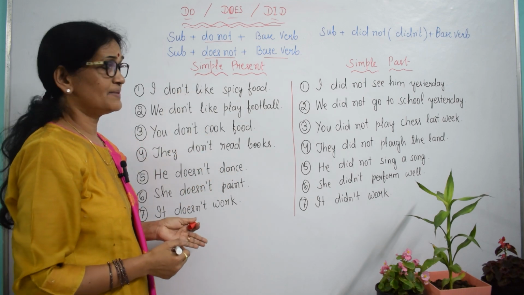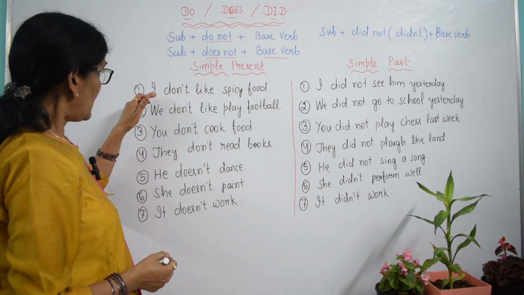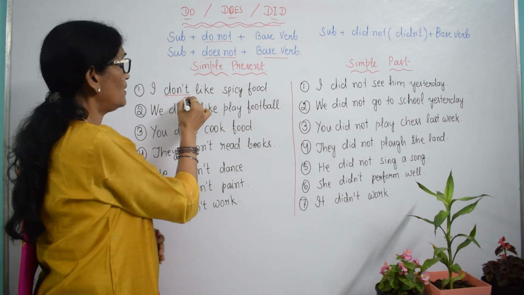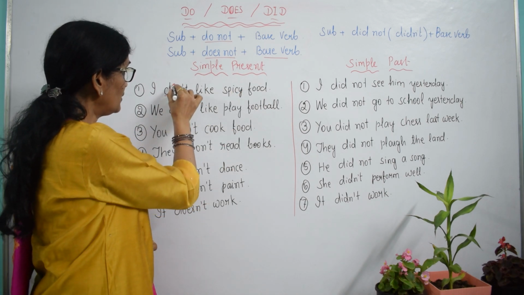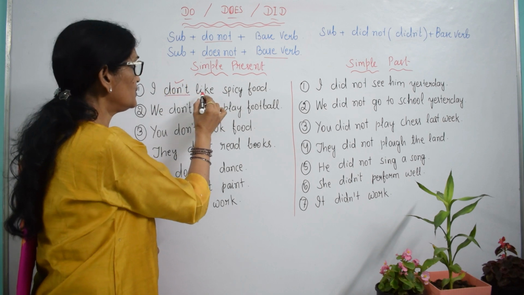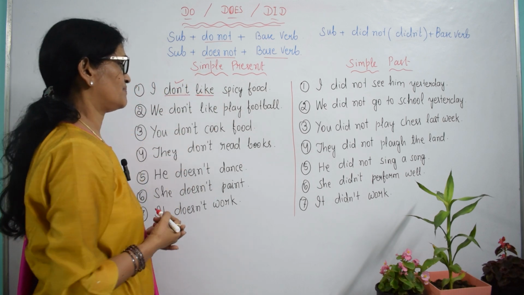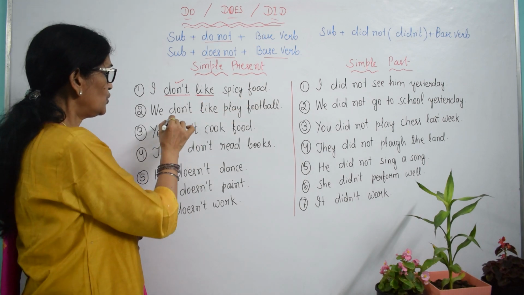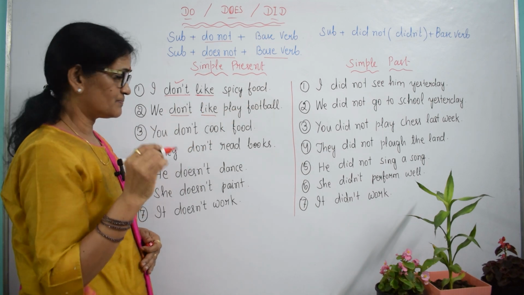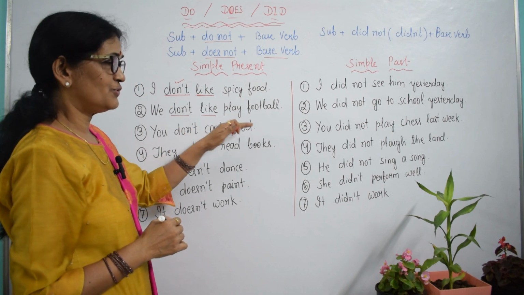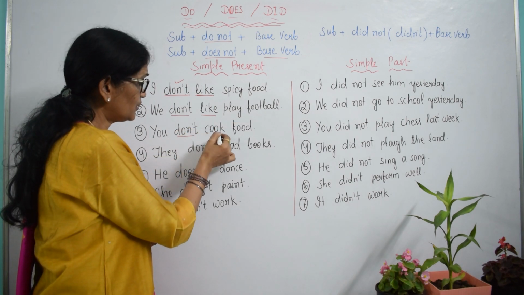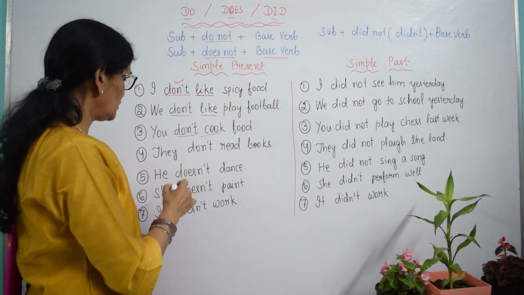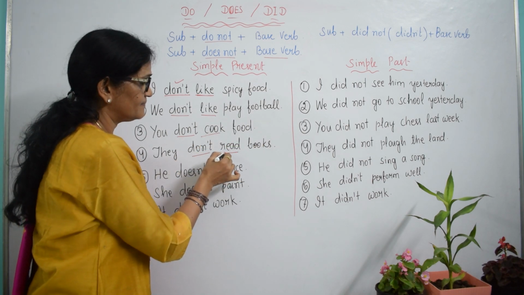So let's start with simple present. I don't like spicy food. Don't or do not. When we use don't or do not, we use the base form of a verb. We don't play football. Don't, play, base verb. You don't cook food. Don't and cook, base verb. They don't read books. Don't read, base verb.